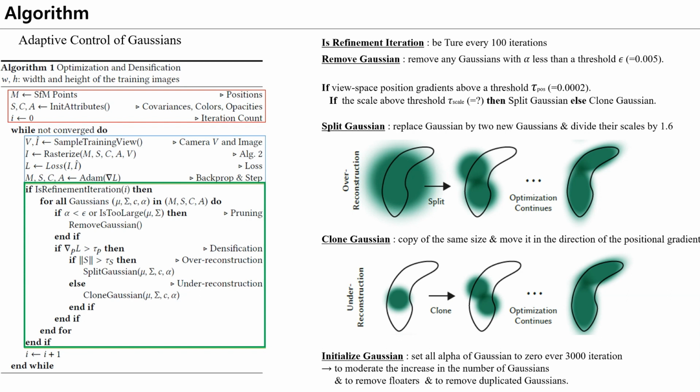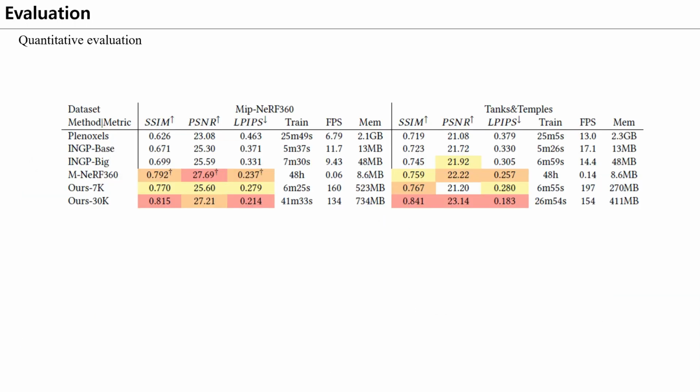In existing papers, areas close to the camera are observed a small number of times, resulting in floaters. You can think of these floaters as being removed through this process. The evaluation part has been explained in the previous introduction video, so I will only briefly mention it.